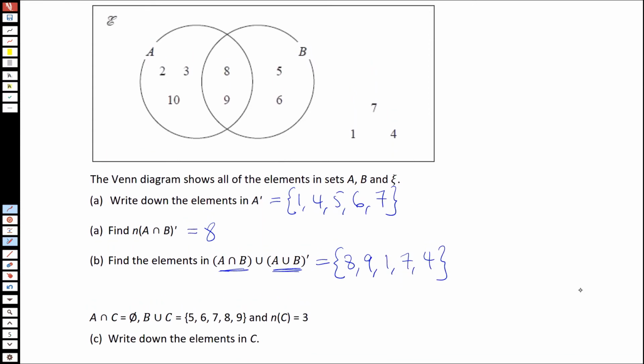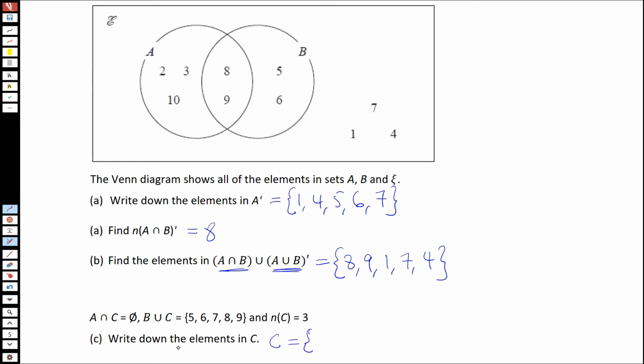All right, so the last question here, it's just a logical question. So there's nothing in common between A and C, but these are the elements that you get when you combine B and C together. And then the number of elements in C is 3. So the elements in C are 3.